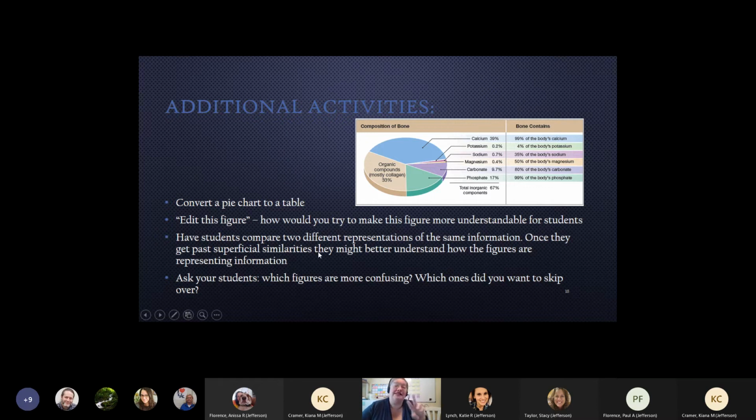And then one suggestion that's in both places is talking about comparing two different representations of the same information. So you can give students two examples of a structural representation and ask them what's similar and what's different about these two. You may get some superficial things in the beginning. What's different? Well, they're different colors. Okay, what else is different? And further facilitation until they actually understand how the figures are representing the same information, and it will help them with that visual representation of the structure that they're trying to study.